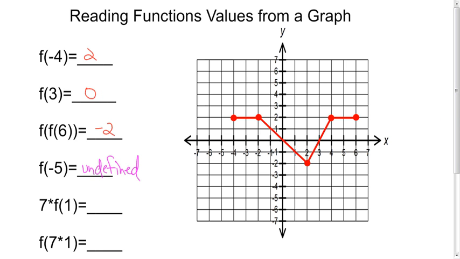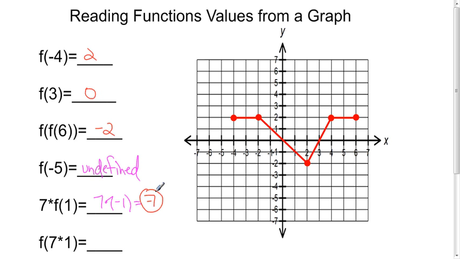Okay, now in this last one, it's 7 times f at 1. Well, it's 7 times the output of f at 1, so I've got to find the output of f at 1 first, and then simply multiply it by 7. Well, to find f at 1, I go to 1 on the x-axis, find its paired spot on the graph, and I see here that its y value, its output, is -1. So this will be 7 times -1, which is going to be equal to -7.